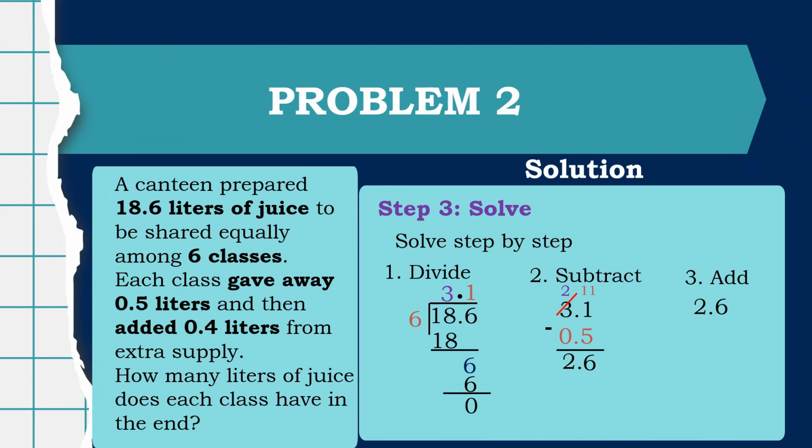Step 3, add. So 2 and 6 tenths plus 4 tenths. So let's add. 6 plus 4 is equal to 10. Regroup 1. 1 plus 2 plus 0 is equal to 3. Then align the decimal point. So our answer is equal to 3.